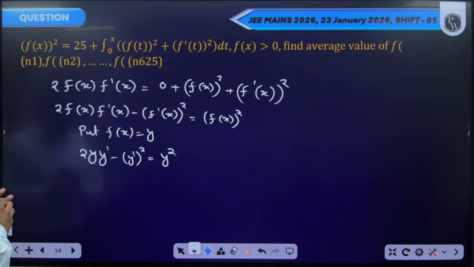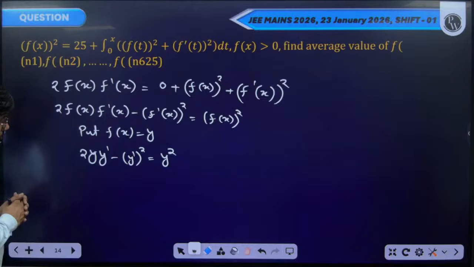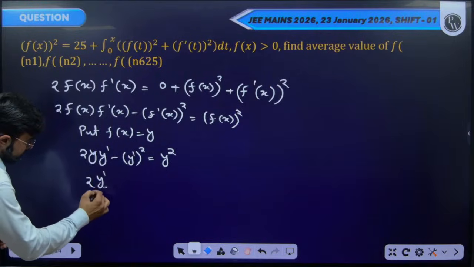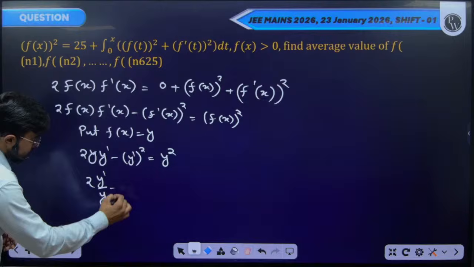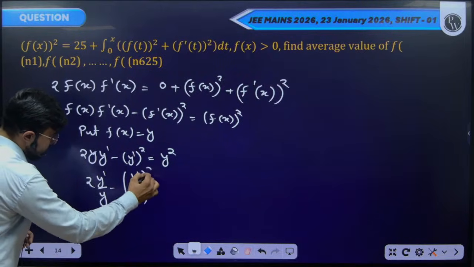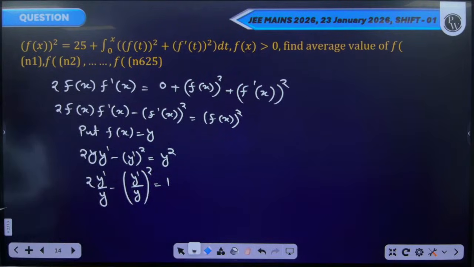So can we divide with y square also? If we divide with y square, then what does it become? So if we divide by y square, it becomes y dash upon y minus y dash upon y square is equal to 1. This we will get. So what is y dash upon y minus y dash upon y square? I think this becomes quadratic.